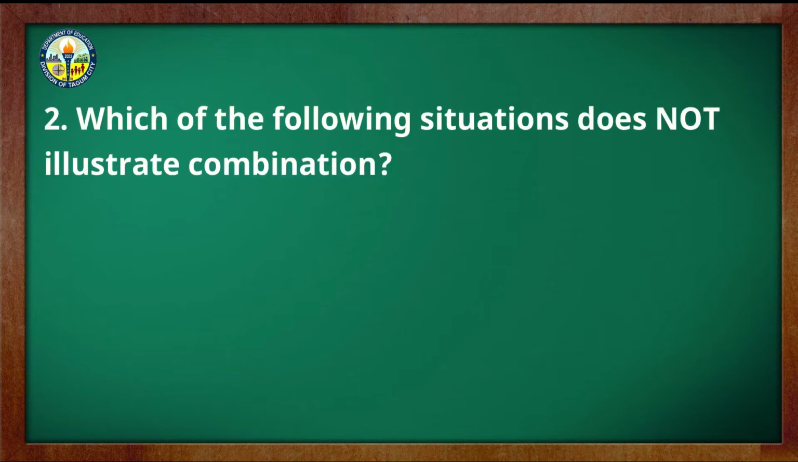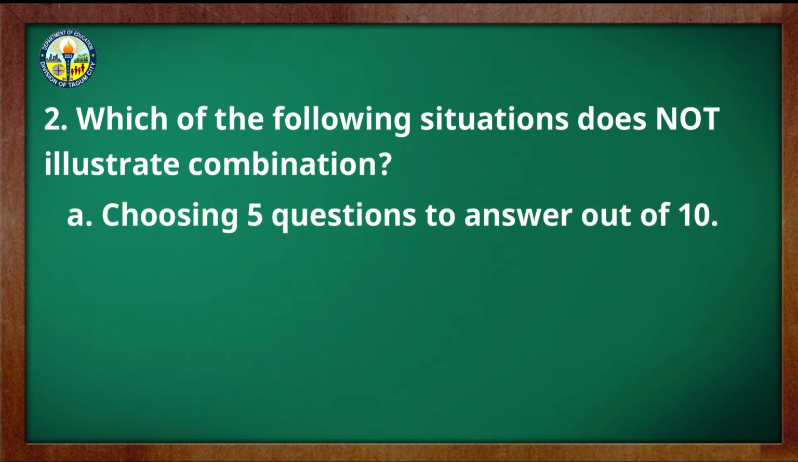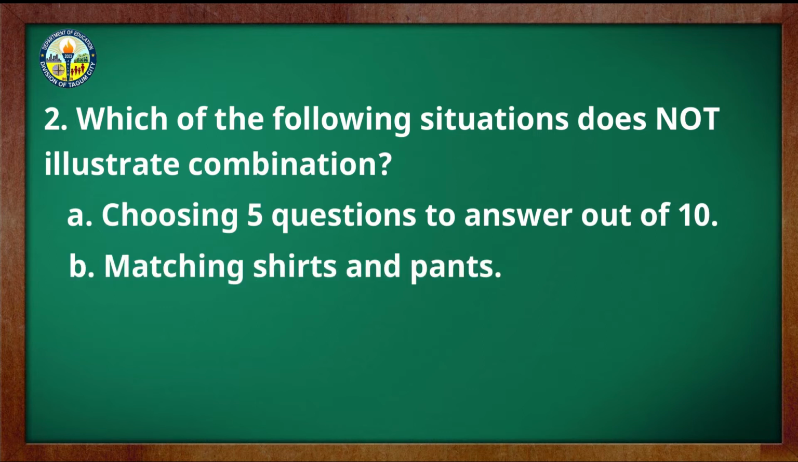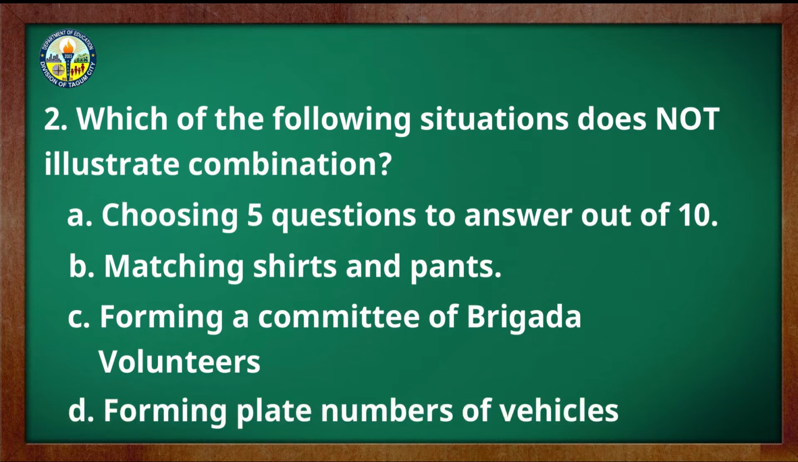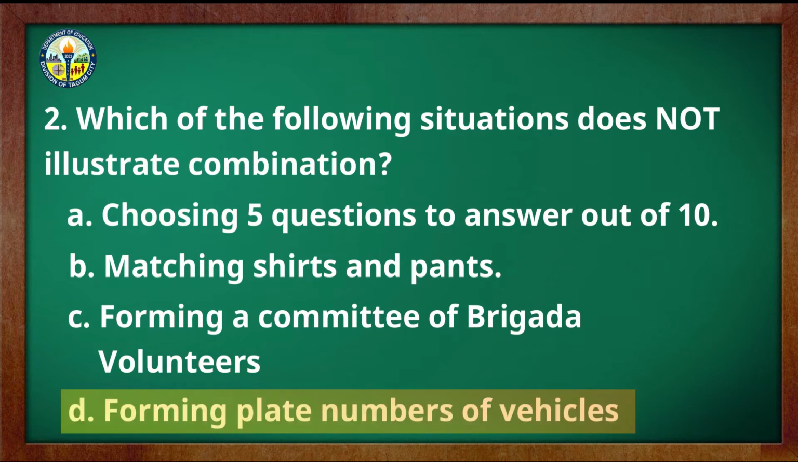Number 2. Which of the following situations does not illustrate combination? Letter A. Choosing 5 questions to answer out of 10. B. Matching shirts and pants. C. Forming a committee of brigada volunteers. Or letter D. Forming plate numbers of vehicles. Your time starts now. The answer is letter D. Forming plate numbers of vehicles.